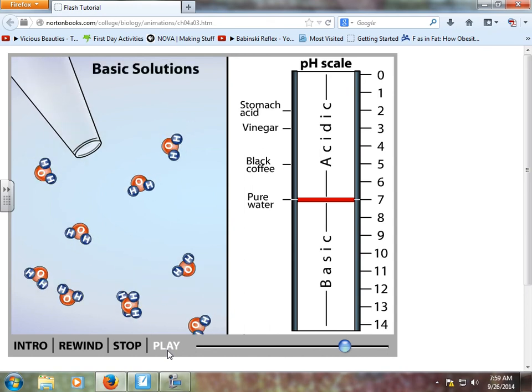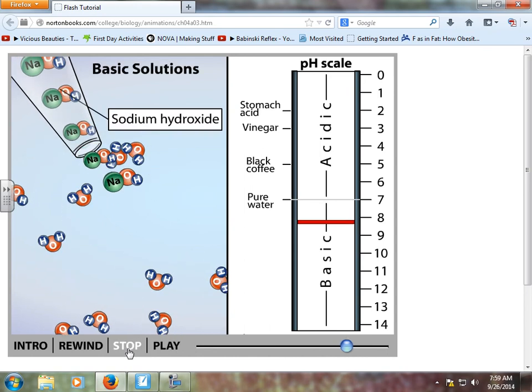When a strong base, such as sodium hydroxide, is added to water... Okay. So here we've got a base. How do I know it's a base? Because it has the OH on the end. Awesome. All right, so I'm adding this base. It's going to hit the water, and what's it going to do?